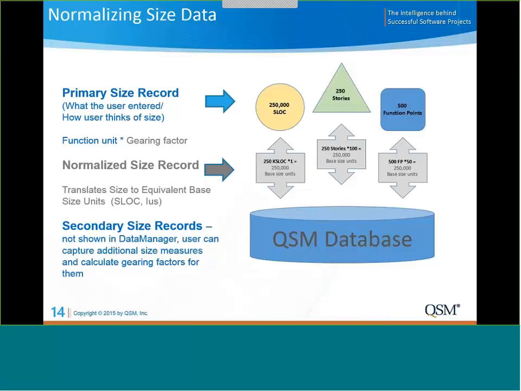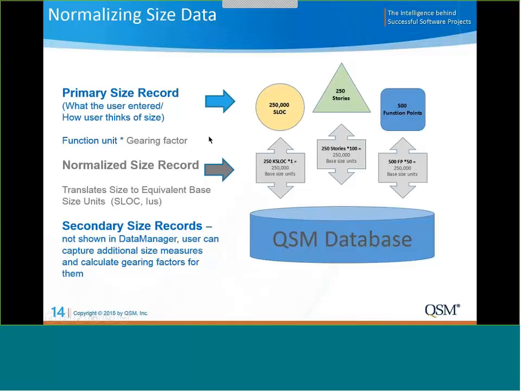Just as a reminder, the primary sizing record is what I've been calling the function unit, and that's typically in a language that the user understands. How would we like to size the application originally, perhaps for an estimate? It could be, for example, 250 stories for an Agile project. I might be sizing in function points. And sometimes we also size in lines of code early on.